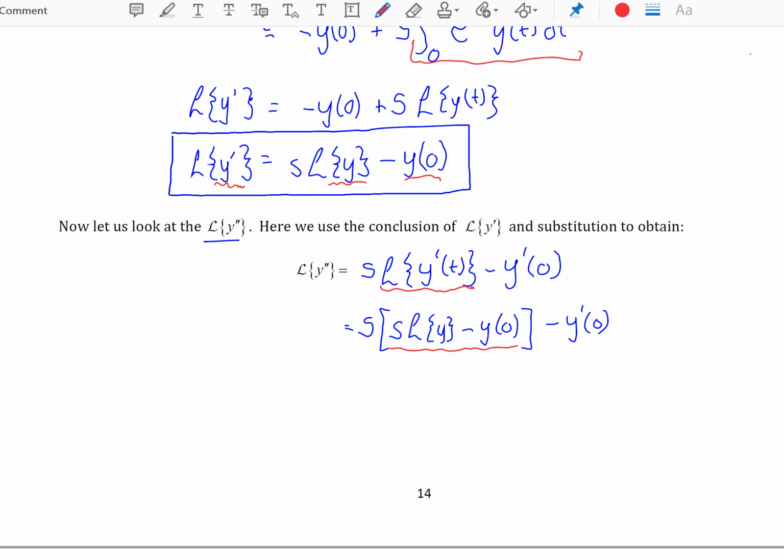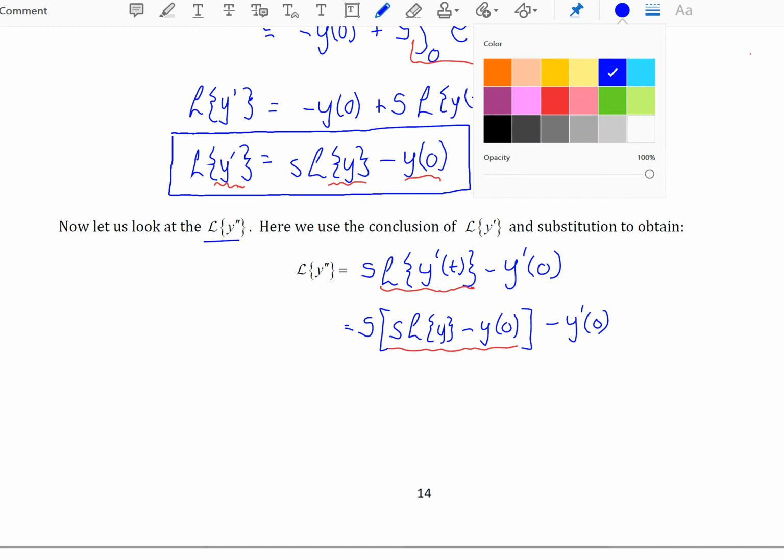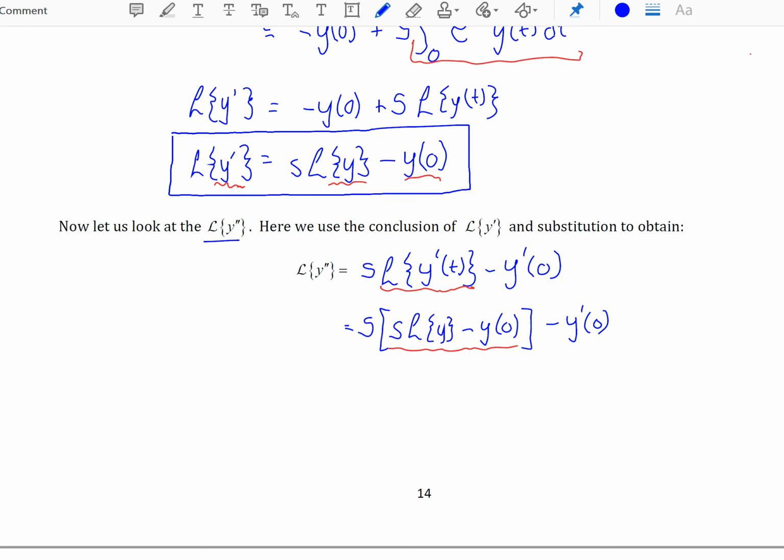Now simplifying this by distributing that factor of s, we can write this as s squared times the Laplace of y minus s times y of 0 minus y prime of 0. And this is our definition for the Laplace of y double prime that we will use.